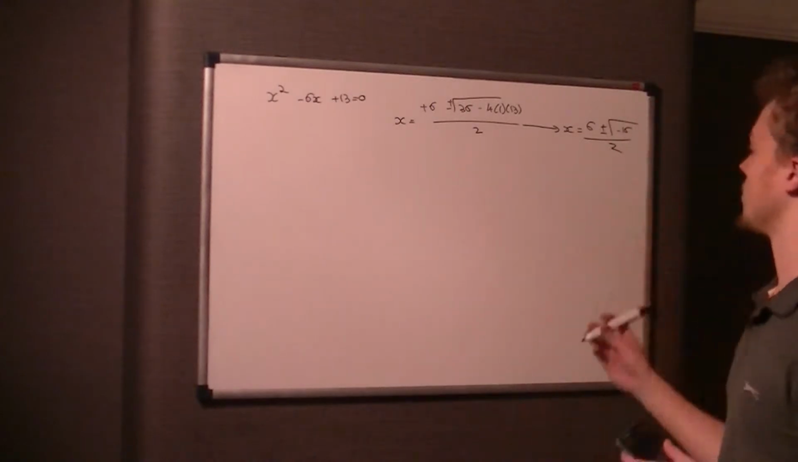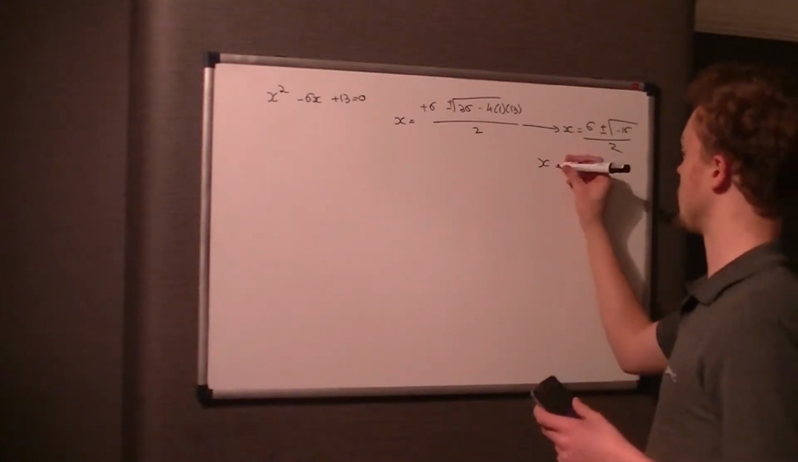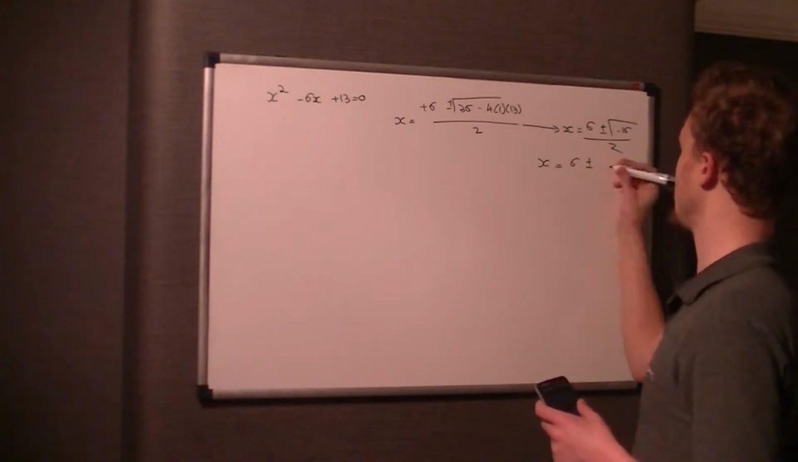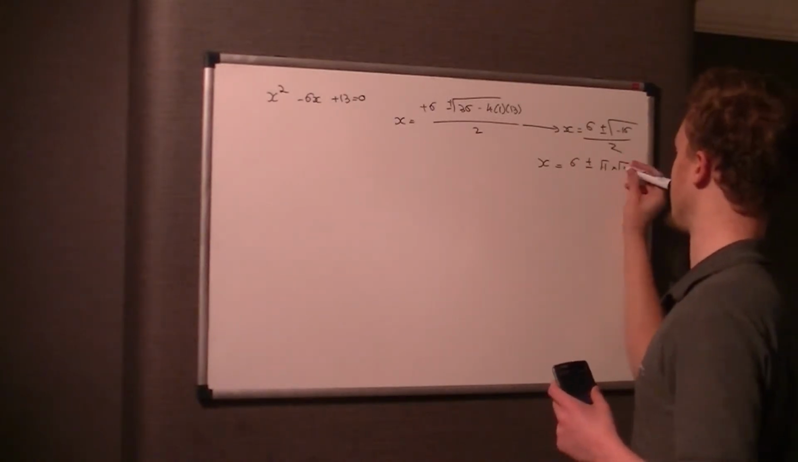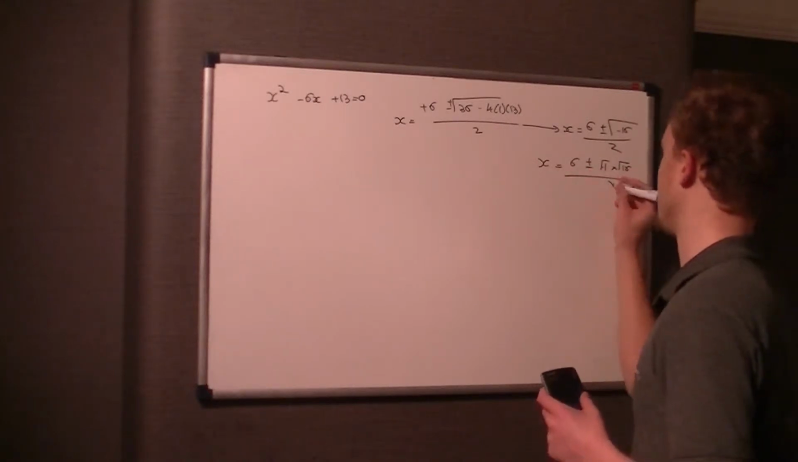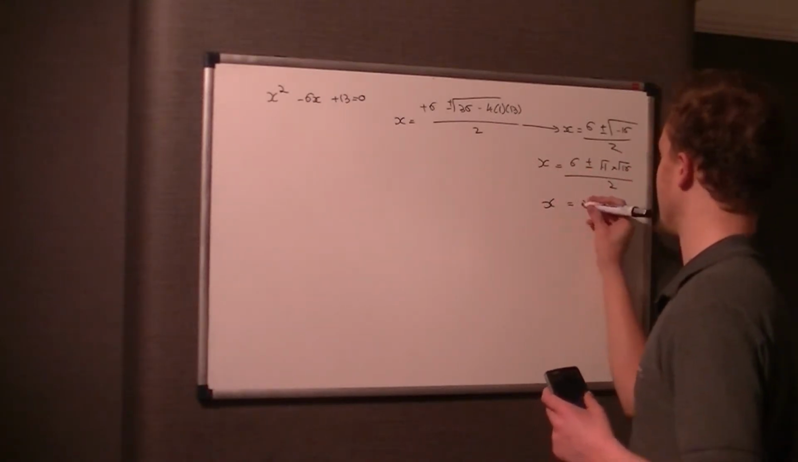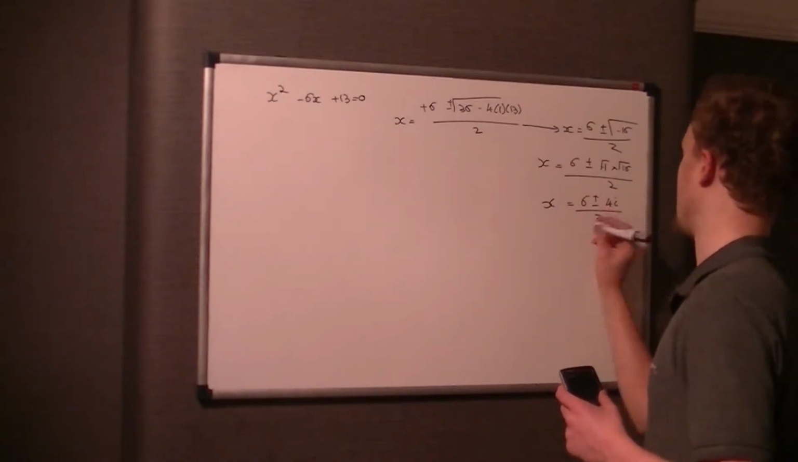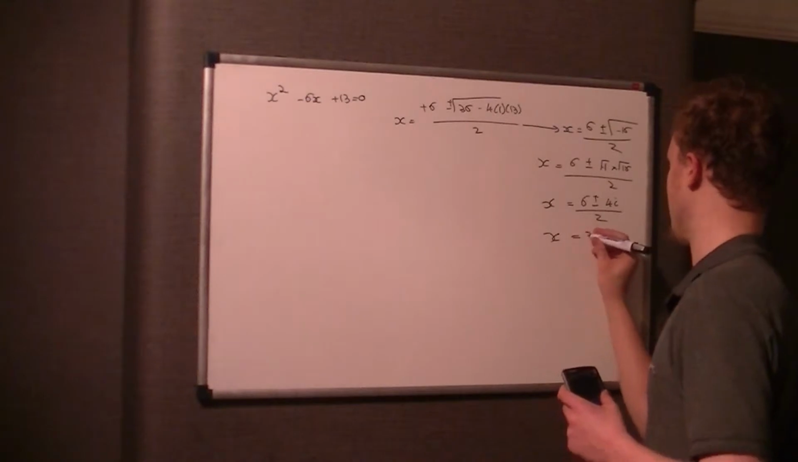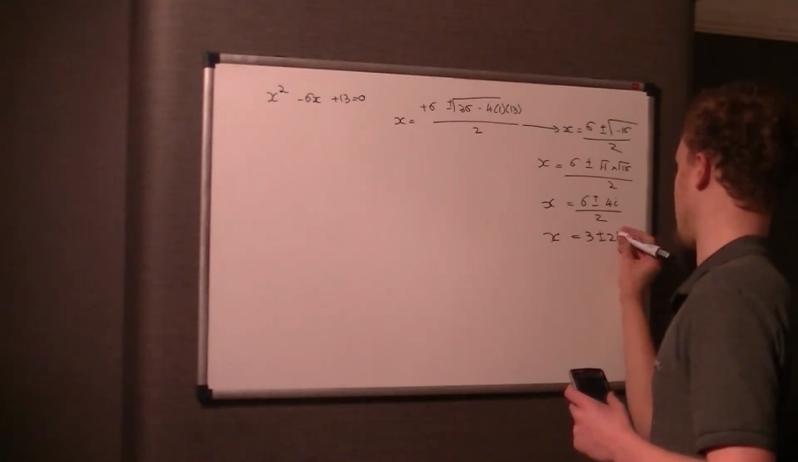Okay, and obviously you can't do root minus 16, so we said x is equal to 6 plus or minus root minus 1 times 16 over 2, so therefore x was equal to 6 plus or minus 4i over 2, so therefore x is equal to 3 plus or minus 2i.